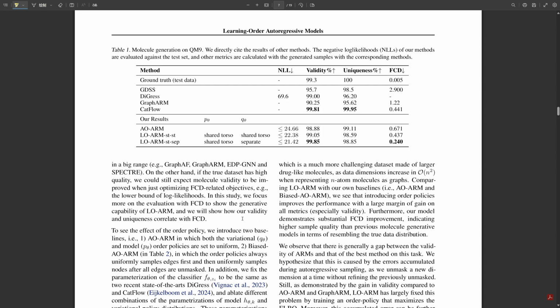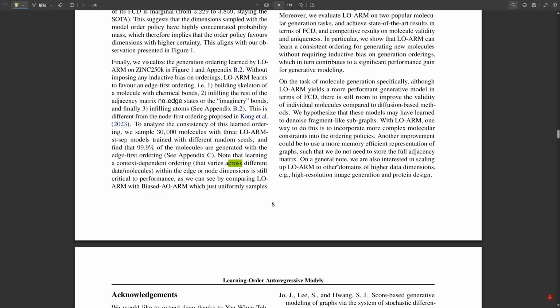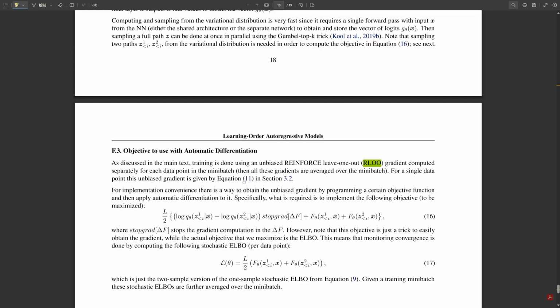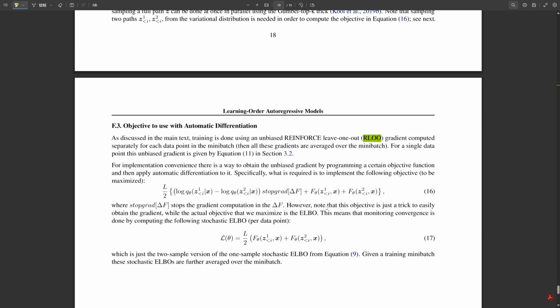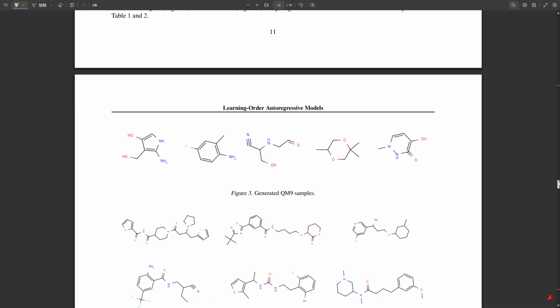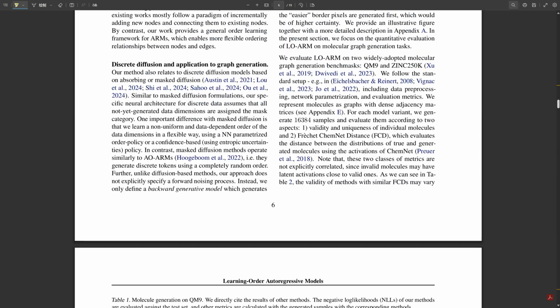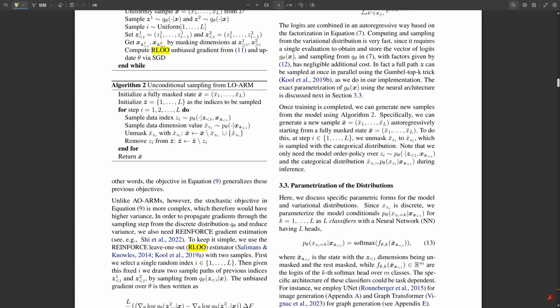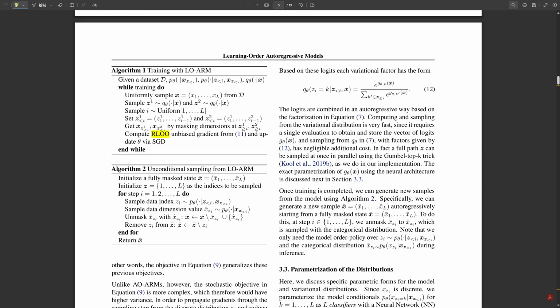So the training algorithm, Algorithm 1 in the paper, samples two orders for a given data point, computes this REINFORCE gradient estimate for the ELBO and updates the parameters. That's the gist of it. And then for generation, Algorithm 2, you sample the next dimension from your learned policy, P_θ, and then you sample the actual data value using a separate classifier network conditioned on the history x.